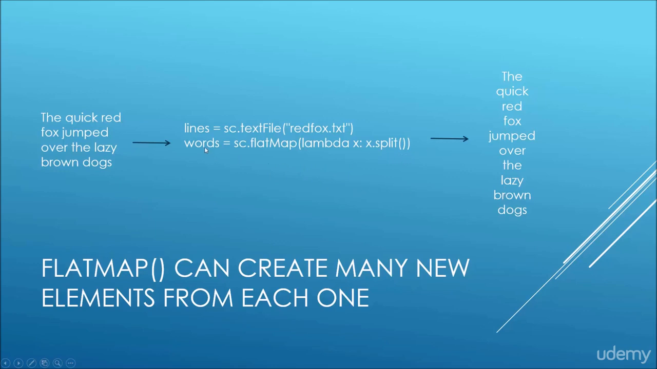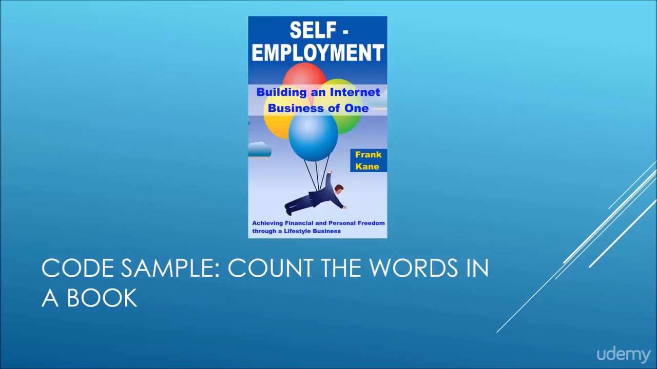So the words RDD ends up containing each individual word as its own entry in the RDD, whereas we only started with 4 entries in the original RDD, one for each line. And breaking up text by words is actually a pretty common thing to be doing with flatMap, and it's sort of the obvious thing to do with it. So with that, let's jump into the code and start with our simple example of word count.